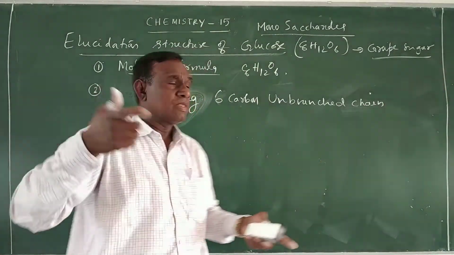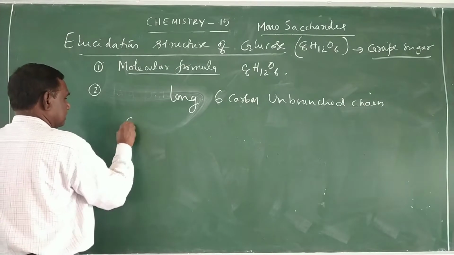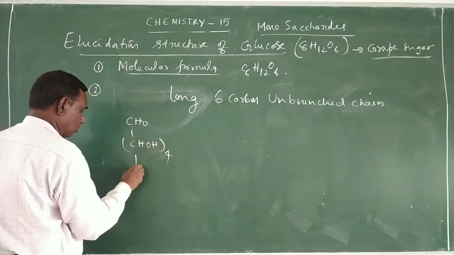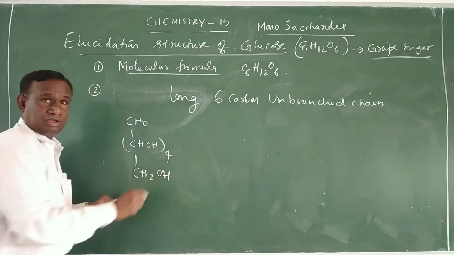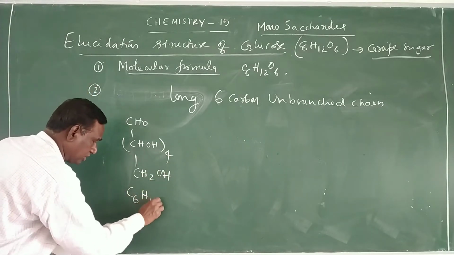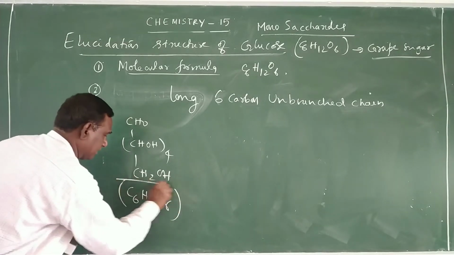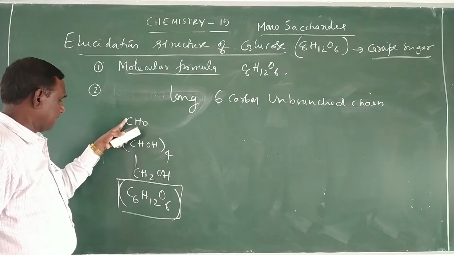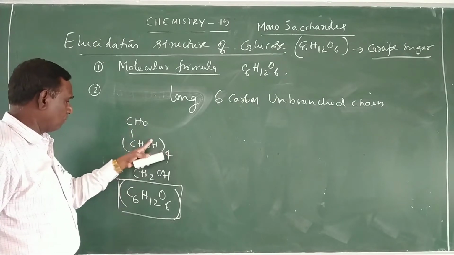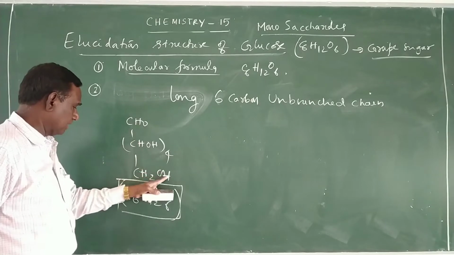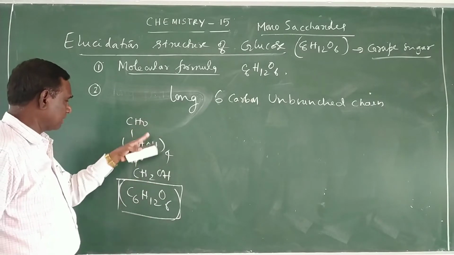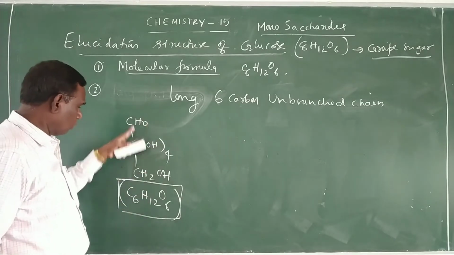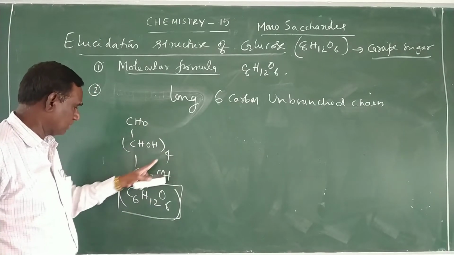How do you show that? It can be written like this: CHO, single bond, CHOH four times, single bond, CH2OH. This is glucose. C6H12O6 can be written like this. Let's check: carbons, 4 plus 2 is 6; hydrogens, 4 plus 4 is 8, plus 1 is 9, plus 1 is 10, plus 2 is 12; oxygen atoms, 4 plus 1 plus 1 is 6. So this is how glucose can be written: CHO, CHOH four times, CH2OH.